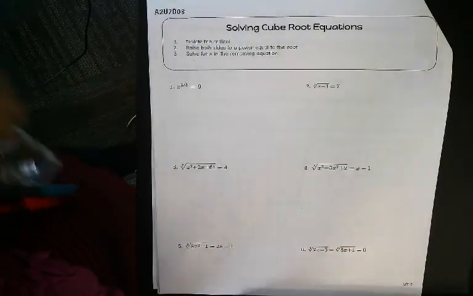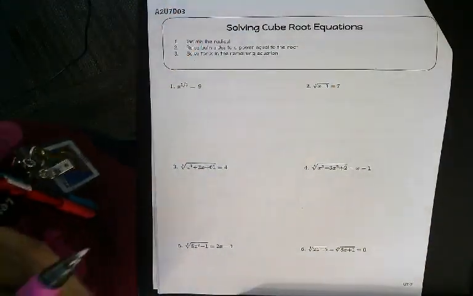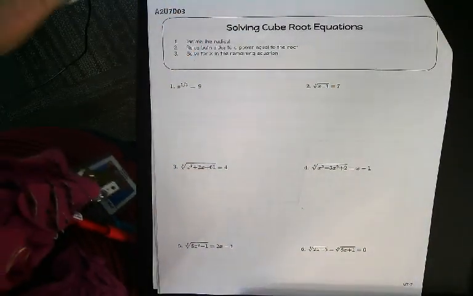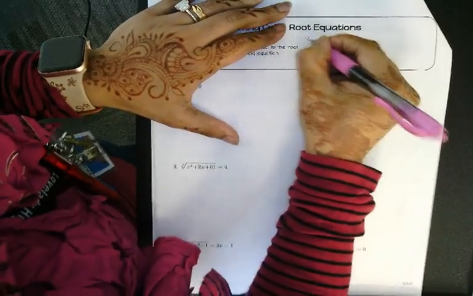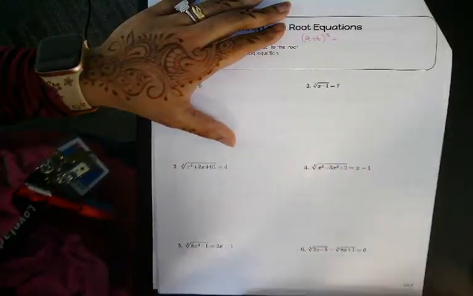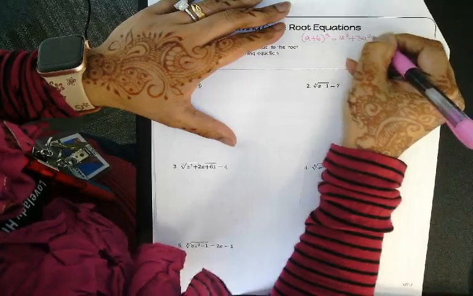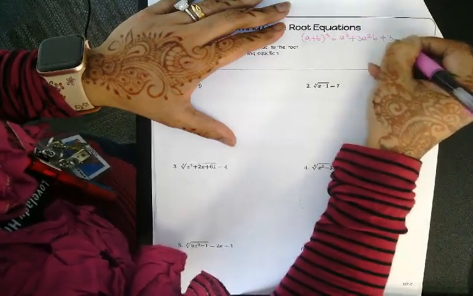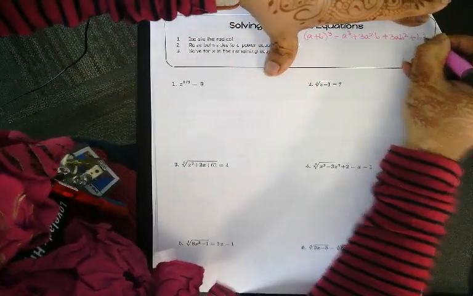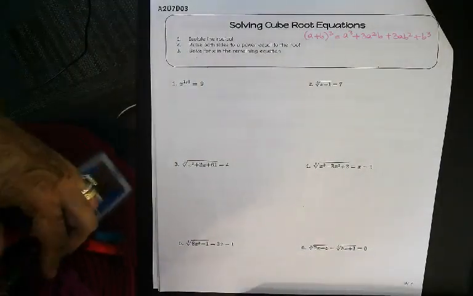So here, if you have any combination of variables, A and B, two of them, and they have a plus in the middle, A plus B whole cube, it's going to be A cubed plus 3a squared b plus 3ab squared plus b cubed. That's for the plus.